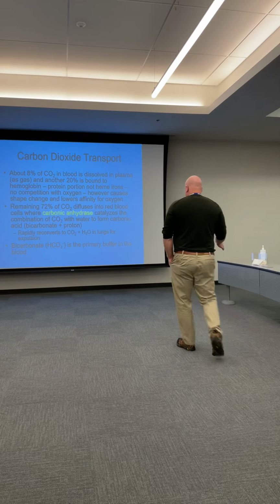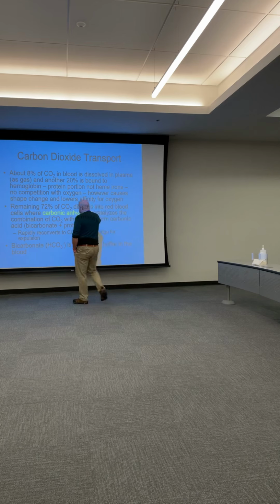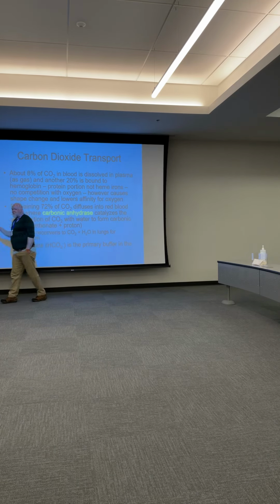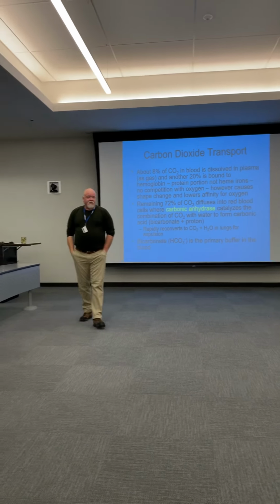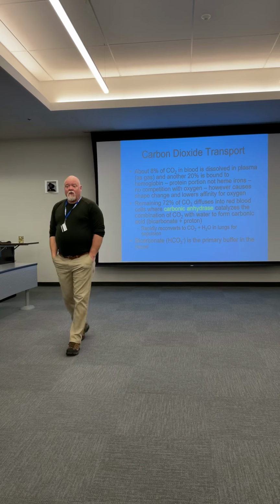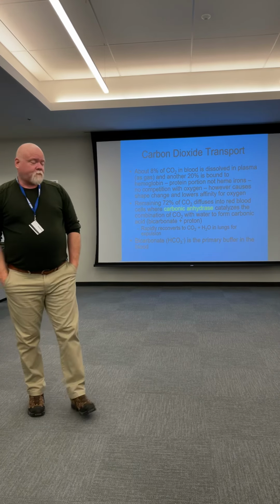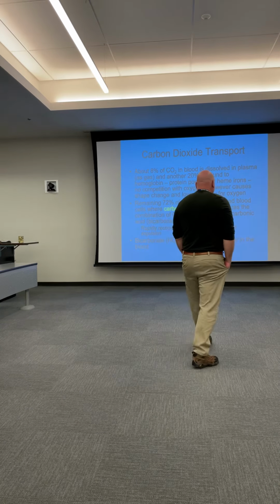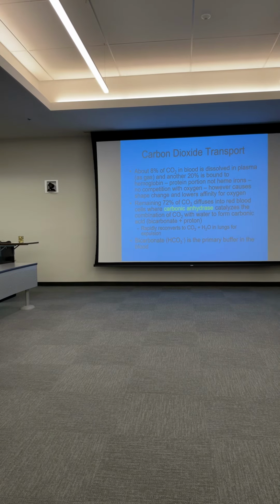Okay, then the remaining 72%, so we had 8 and 20, that's 28. The rest of it, the 72% that's left over, diffuses into the red blood cell, where there is an enzyme called carbonic anhydrase. And what carbonic anhydrase does is it catalyzes the reaction where carbon dioxide comes in contact with water and we produce carbonic acid inside of our red blood cell.